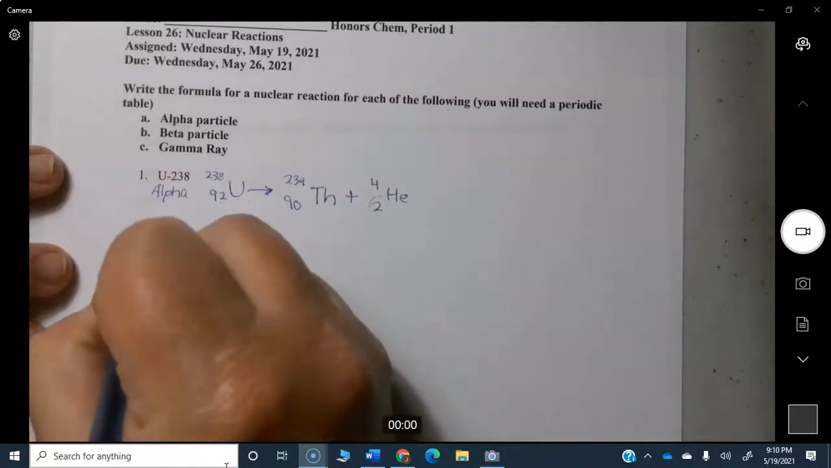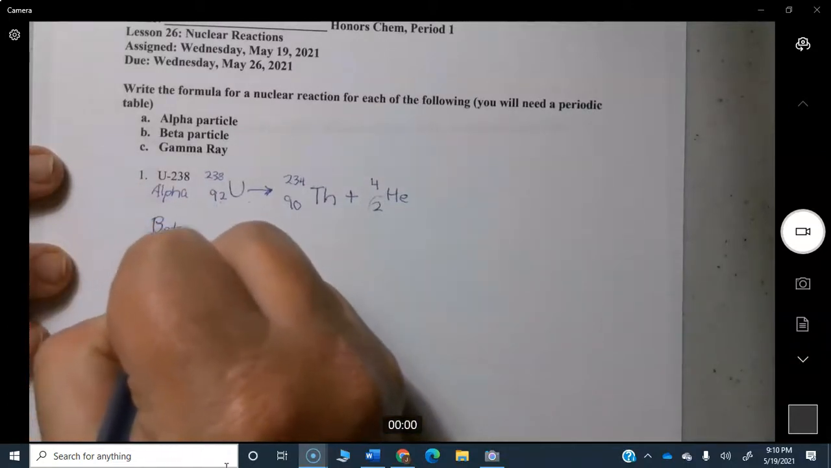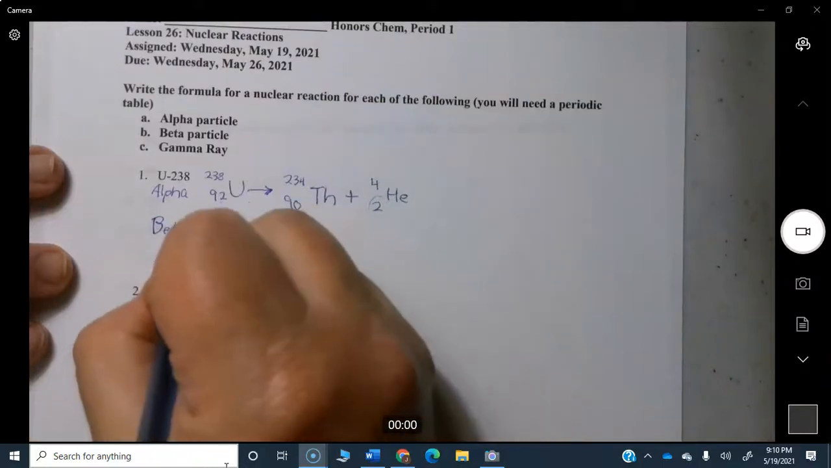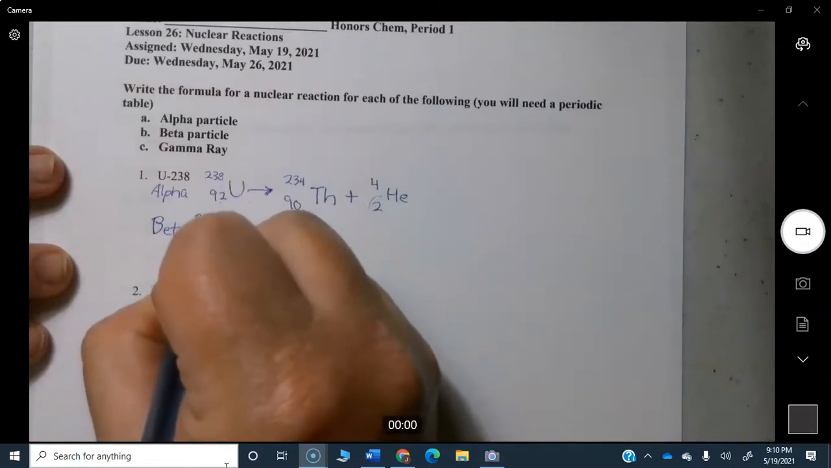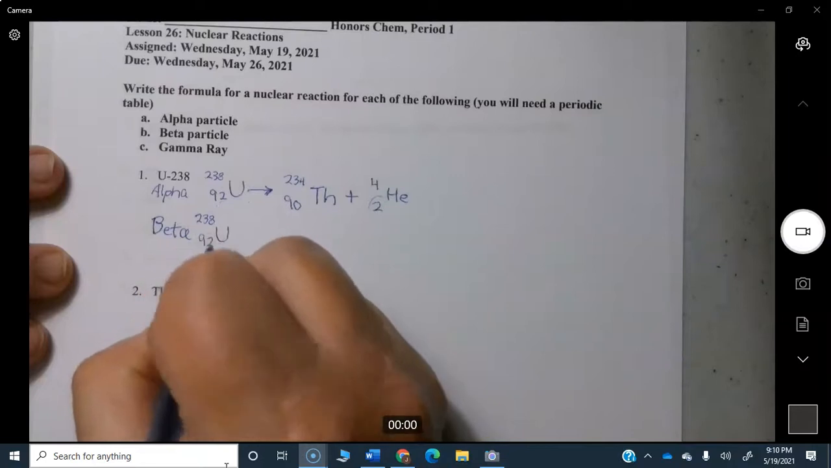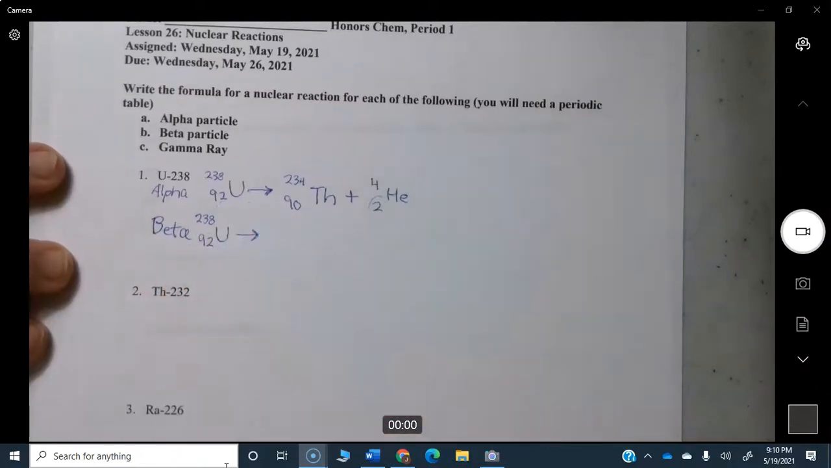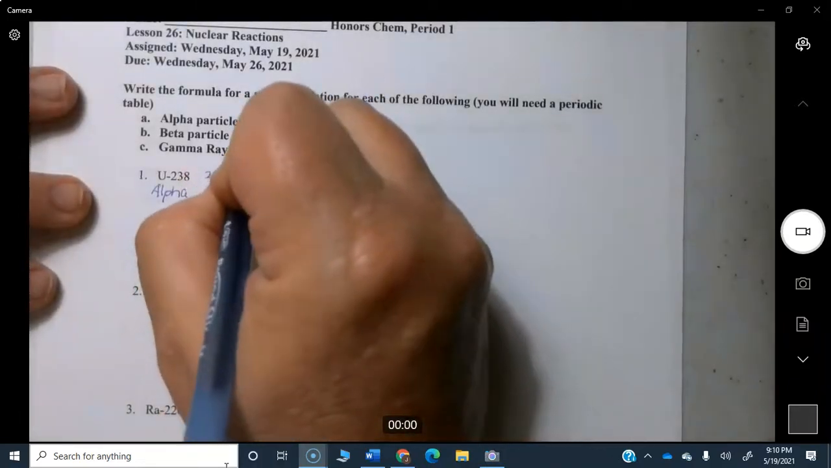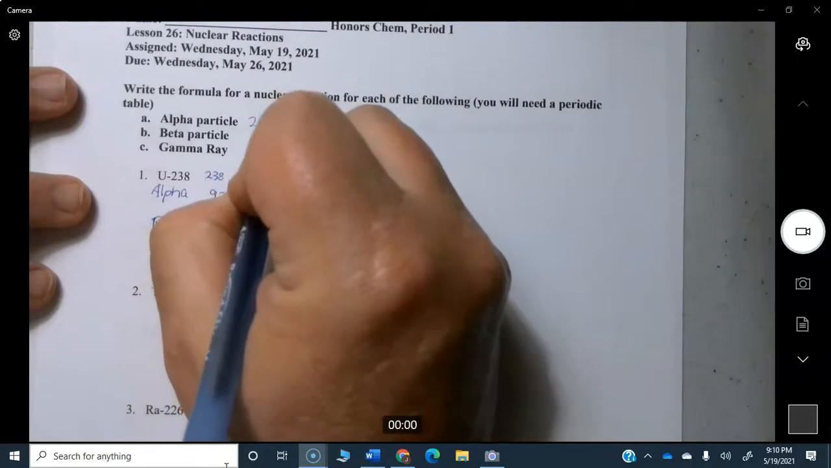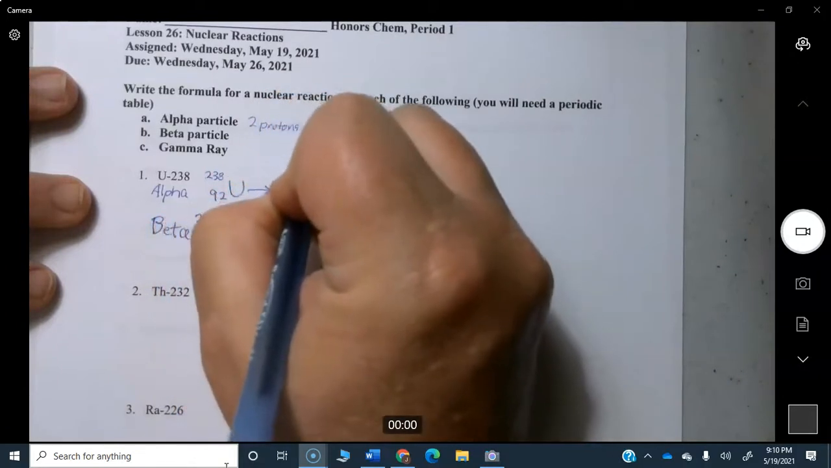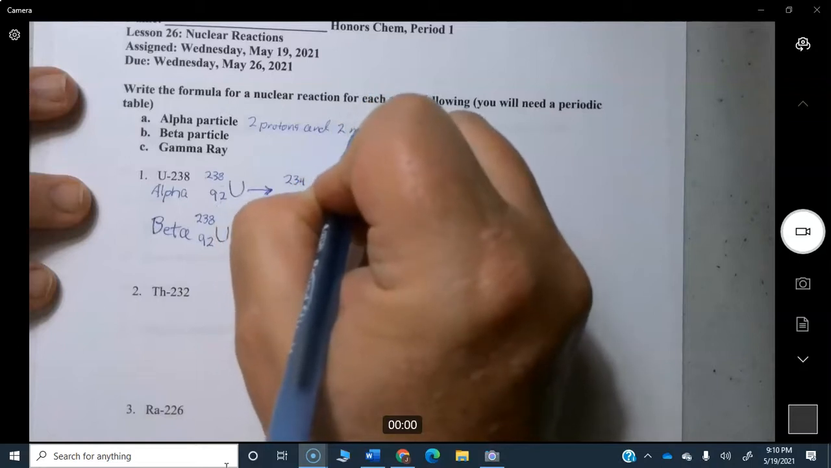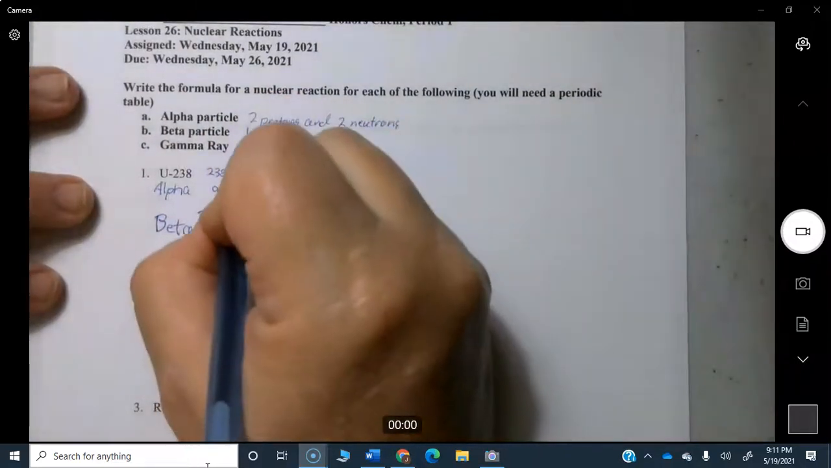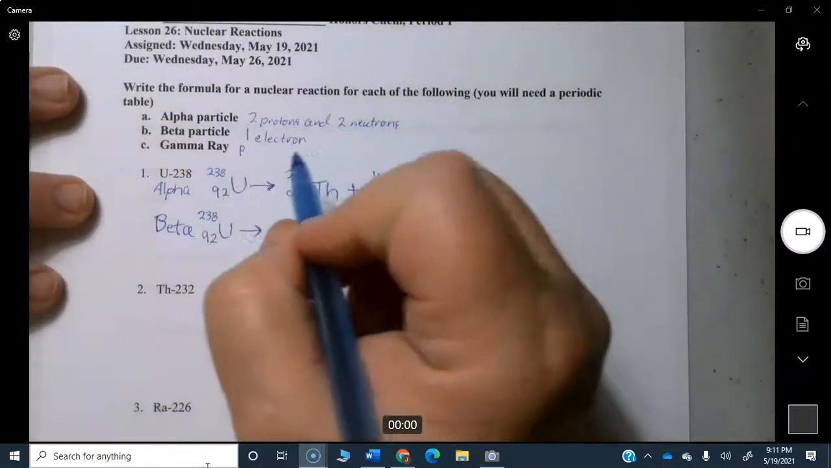Okay, a beta particle. We're going to start with the same thing that we did above, 238 and 92. A beta particle is an electron. We can write this up here just for reference. An alpha particle is 2 protons and 2 neutrons. A beta particle is 1 electron. And a gamma ray is just pure energy. It has no mass, it has no charge.